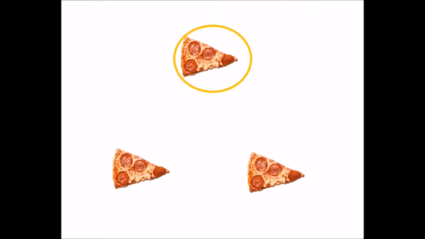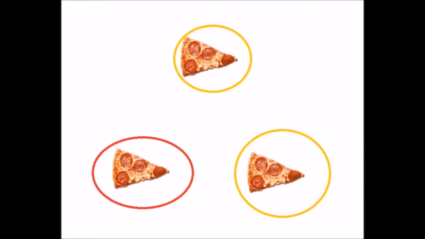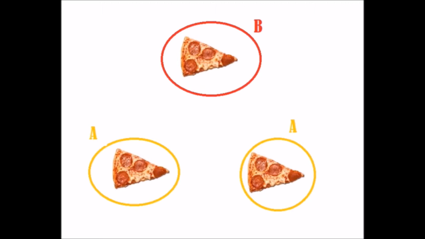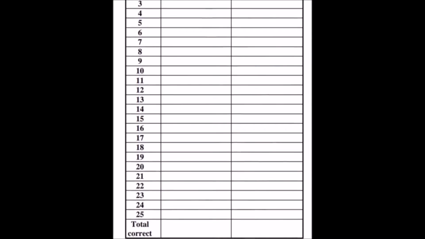For example, A and B. The 6 possible order combinations are AAB, ABA, BAA, BBA, BAB, and ABB. The panelist is instructed to identify the odd sample and record his or her answer.